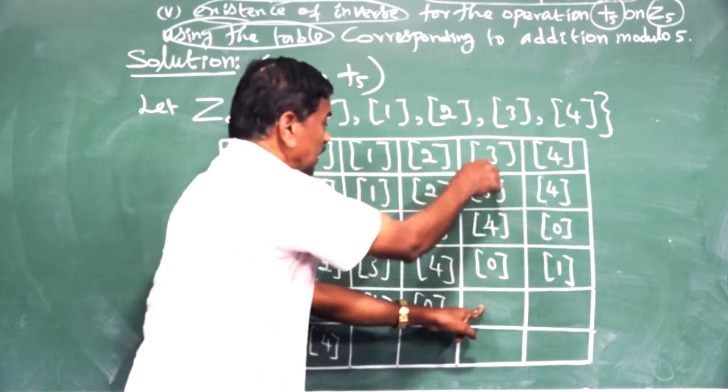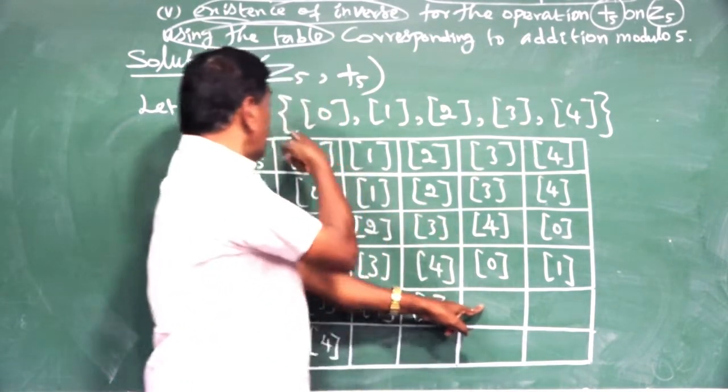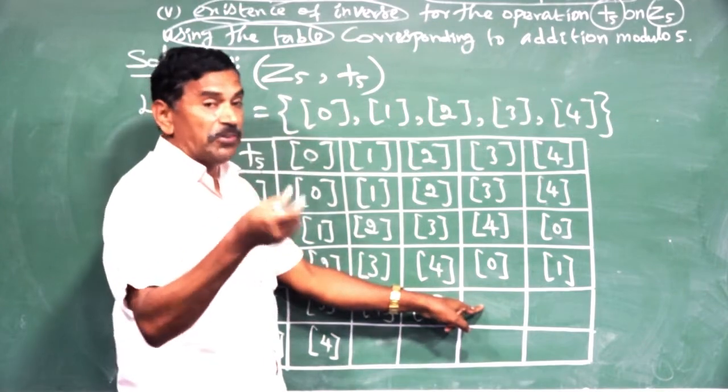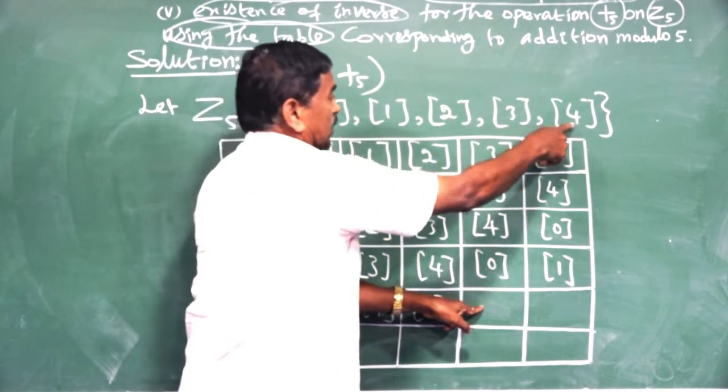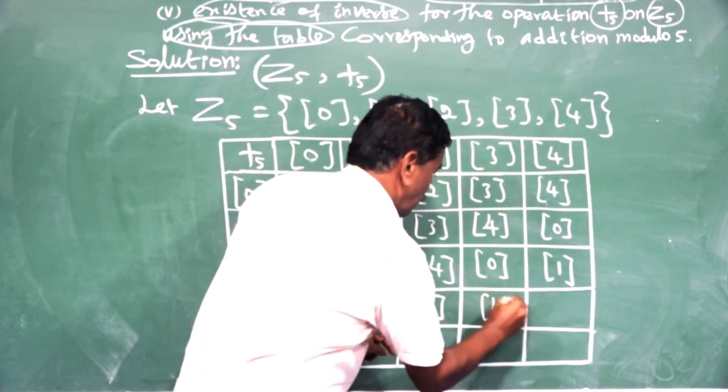Next. 3 plus 3 is equal to 9. 9 is more than 5. So, 9 minus 5 is equal to 4, where 4 belongs to the set. Okay, 4 belongs to the set.